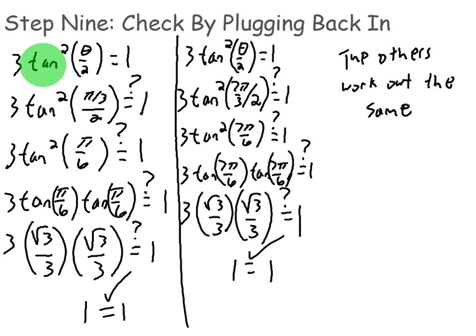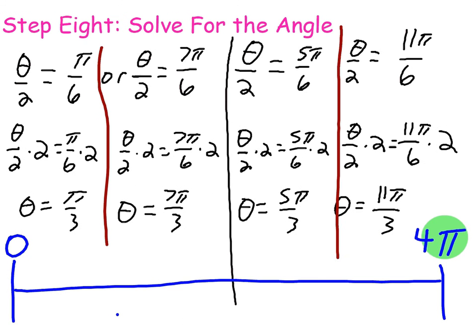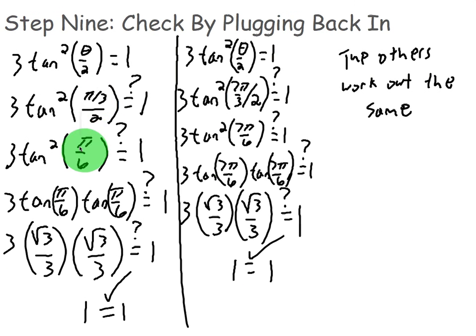Okay, so now we're going to plug all these in and check to see if they work. I'm going to plug in pi over 3 because that's my first solution, and then I'm going to plug in 7 pi over 3. So let's plug in pi over 3. Pi over 3 over 2 is pi over 6. Tangent of pi over 6 is square root of 3 over 3. If you square it, you get 3 over 9, but then you have a 3 over here, so you end up getting 9 over 9, which is 1.